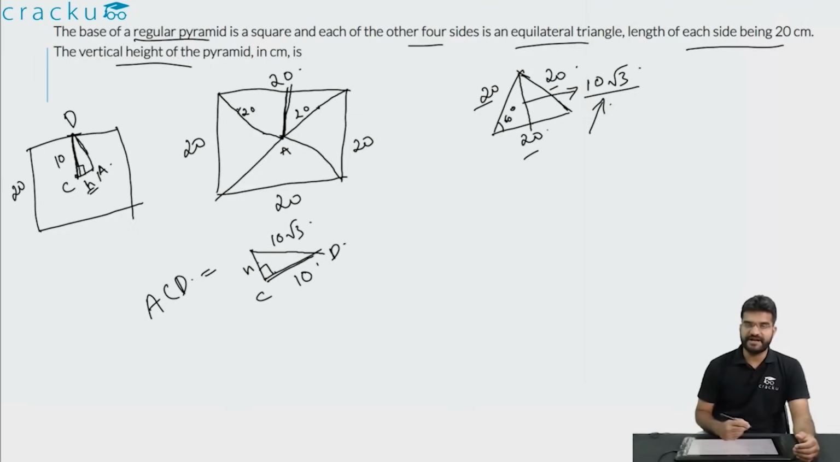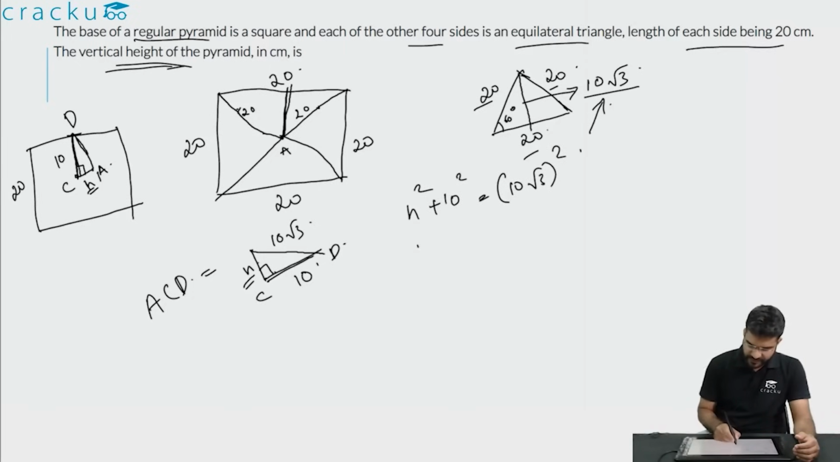Now using this we can actually calculate the value of h, which is the vertical height of the pyramid that we need. Because this is a right angle triangle, h square plus 10 square will equal 10 root 3 whole square, or h square will be 300 minus 100, which is equal to 200, or h is equal to square root of 200, which is equal to 10 root 2.